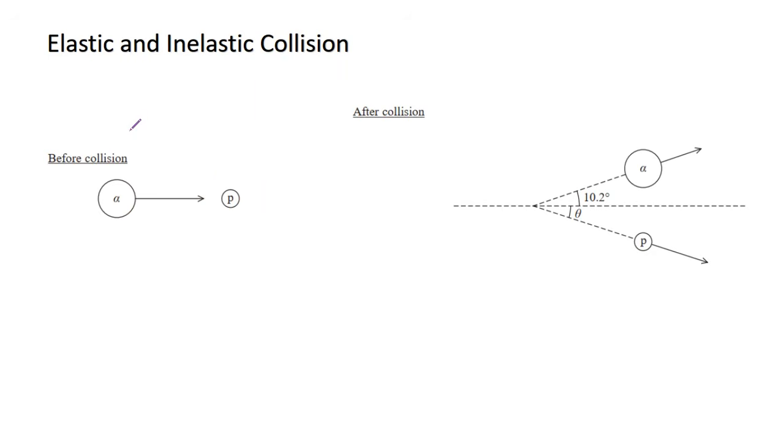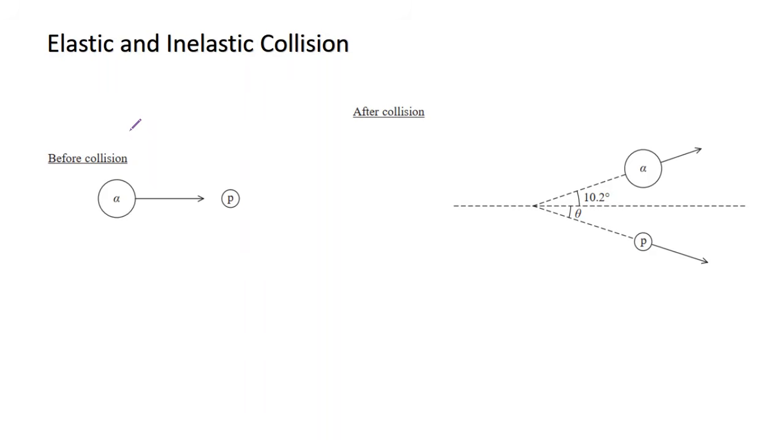Then you have elastic and inelastic collision. While dealing with elastic and inelastic collision, you just have to consider one specific form of energy, and that is kinetic energy. Always remember, in an elastic collision, kinetic energy is conserved, and in an inelastic collision, kinetic energy is not conserved.